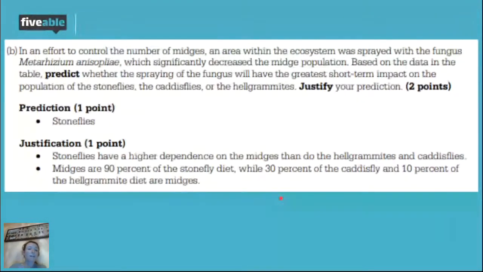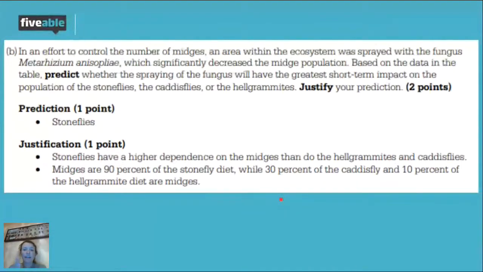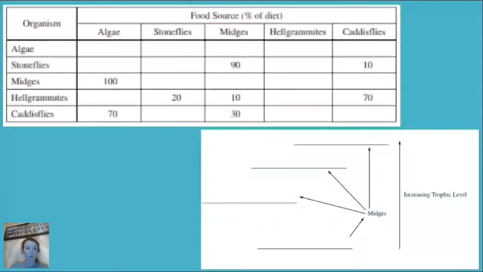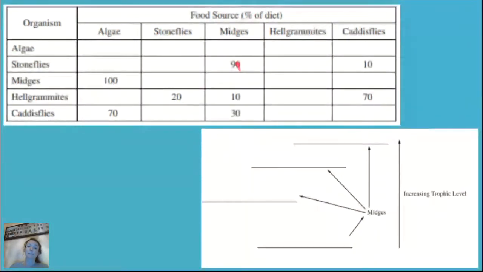So then part B, in an effort to control the number of midges in the area, we're killing off the midges, and we want to know who this fungus is going to have the greatest short-term impact on. That's when you want to look at the column to see who eats midges, and you'll notice that 90% of the stonefly's diet is midges, and therefore they would have the greatest short-term impact in comparison to the helgramites and caddisflies, who only get 10 or 30% of their diet from midges.